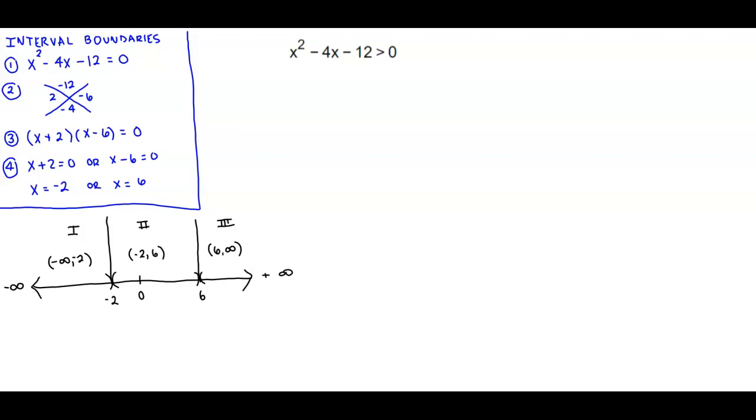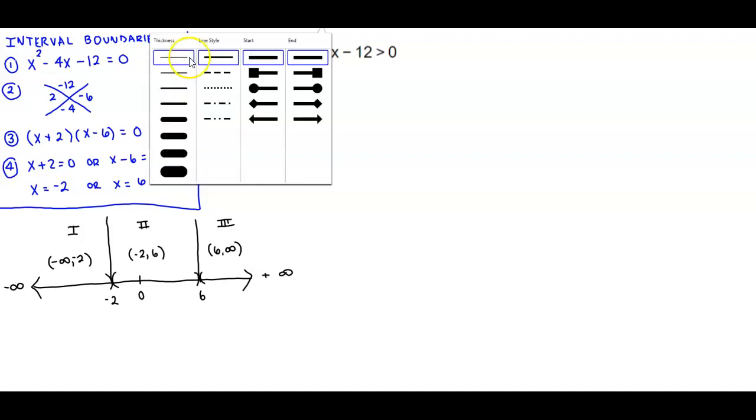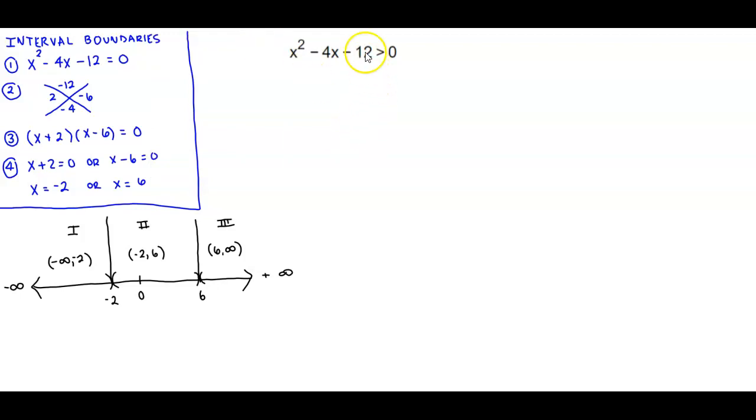Now that we've done that, we need to find testing points to test the quadratic inequality. Looking at the first interval, we're going to take a testing point. And what is that testing point? Well, we need to pick a point in this interval. So we're going to pick negative 3 in interval 1. So x is going to equal negative 3, and then we're going to plug it into the quadratic inequality, x squared minus 4x minus 12, and set that to be greater than 0.